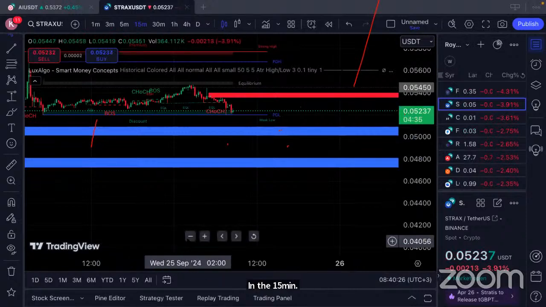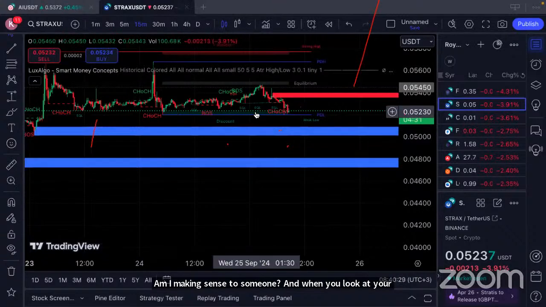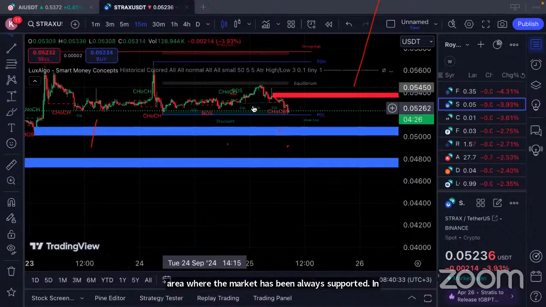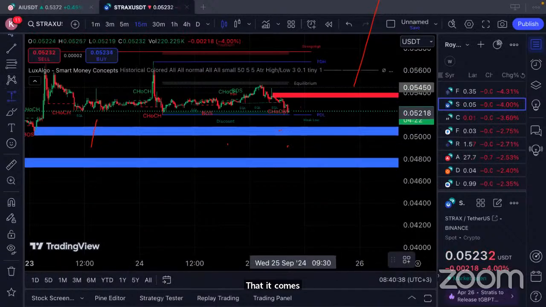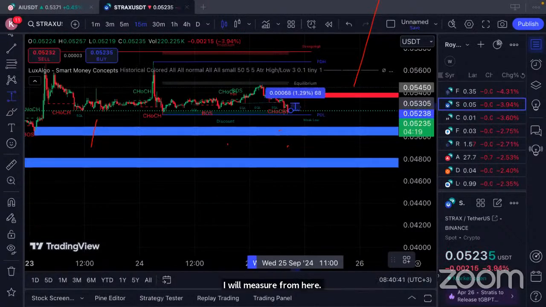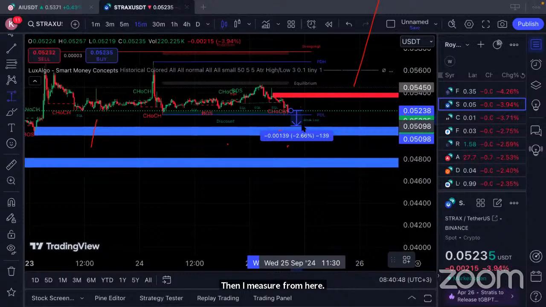And when you look at your discount, when you go back in the history, it is an area where the market has always been supported in 15 minutes. It comes down, it comes down. So I say, okay, I will measure from here and take my profit here. Then I measure from here and set up my margin calls up to here.